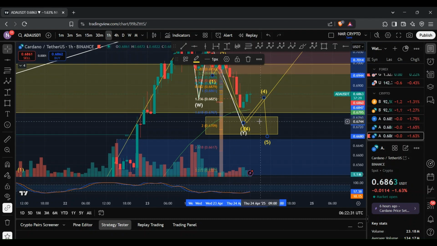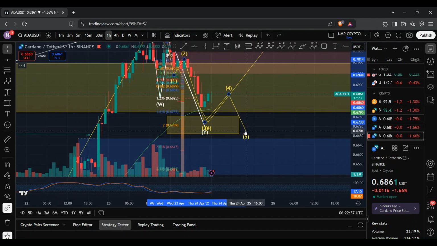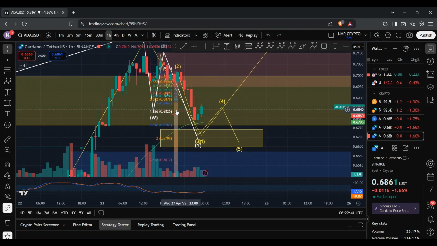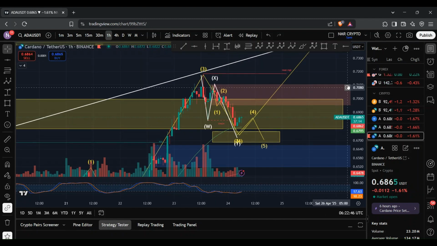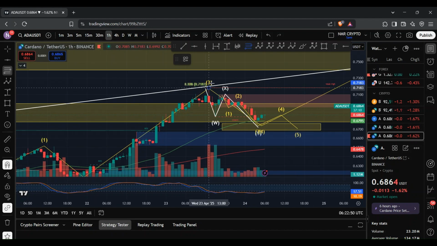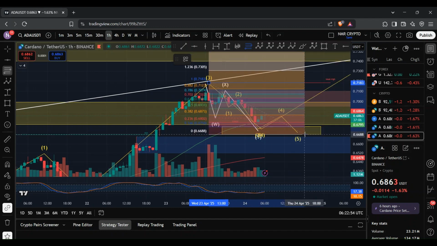And then we get another move to the downside to complete the 5th wave, which would then complete the 3rd wave. And then we get another move to the upside to complete the 4th wave, and then the final 5th wave move, which could potentially sit within this region here. And should that be the case, then it's possible that we have another move to complete the 5th wave. And the 5th wave would typically retrace anywhere between 1.236 to 1.618 of the 4th wave.